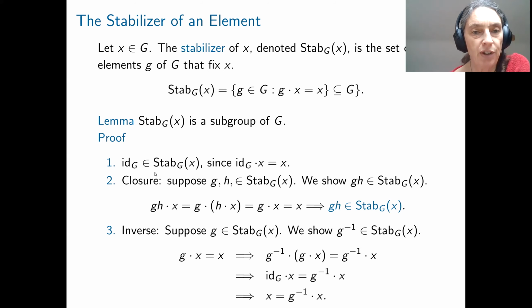So first, the identity element of G stabilizes X. That follows from the definition of group action. Okay, that's built into the definition. Okay. Second thing, closure.